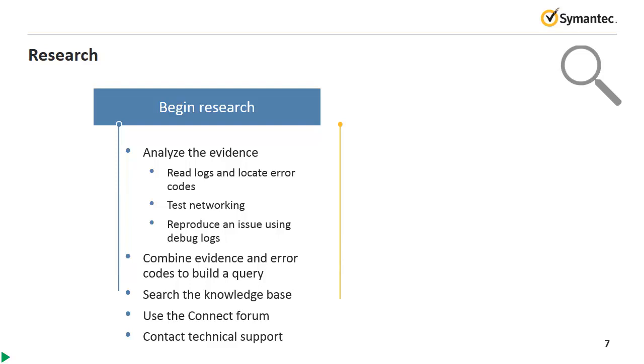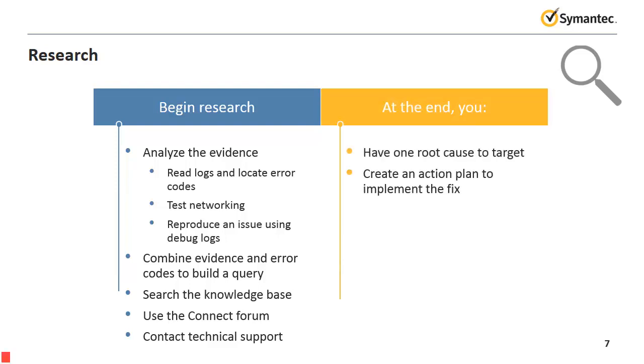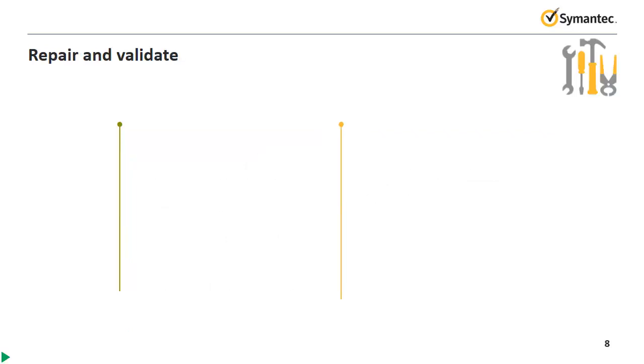Analyzing evidence means that you're building a timeline from the logs showing what happened before and after the failure. You can gather error codes and, depending on what you find, reproduce with debug enabled. Based on the information that you find, you can create a query for searching in the Symantec knowledge base. Other resources are Symantec Connect and also support, which I'll talk about how to engage later in the video. At the end of the research phase, you'll have a root cause to target and an action plan that you can use to implement a fix.